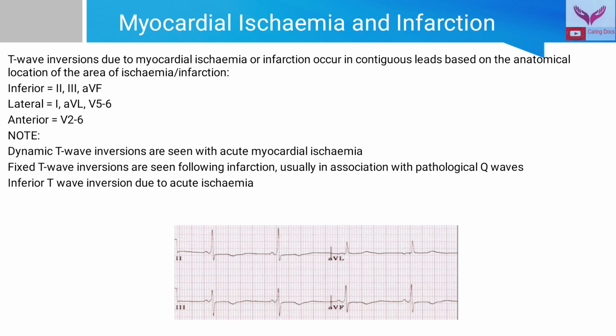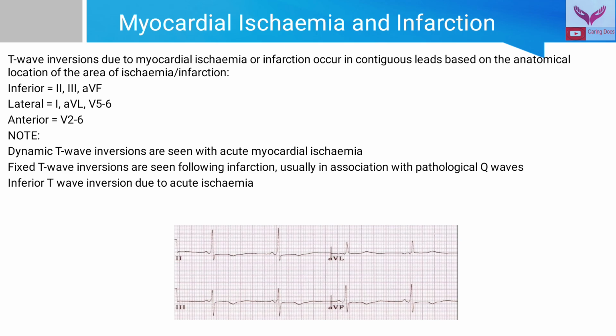Myocardial ischemia and infarction. Here we can see T wave inversion due to myocardial ischemia or infarction in contiguous leads based on the anatomical location of the area of ischemia or infarction. For example, inferior leads are lead 2, 3, AVF, lateral leads are lead 1, AVL, V5, V6, anterior leads are V2 to V6. Note, dynamic T wave inversions are seen in acute myocardial ischemia. Fixed T wave inversions are seen following the infarction, usually in association with pathological Q waves.